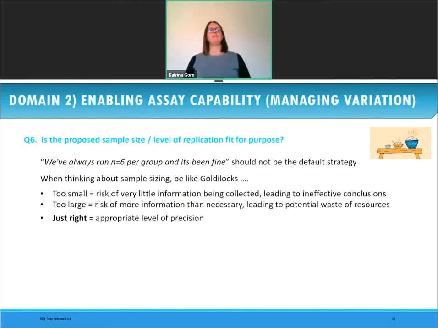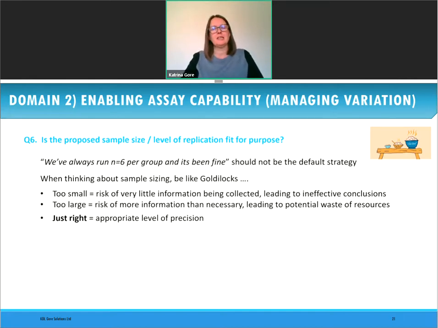Once we're comfortable with the level of variability, we then move on to think about sample sizing. In a comparative experiment, we're talking about sample size per group. In an estimation experiment, you'd be talking more about the number of times I need to run this assay and obtain my quantity of interest, IC50, for example. You know, we've always run N of 6 per group and it's been fine. It should not be your default strategy.